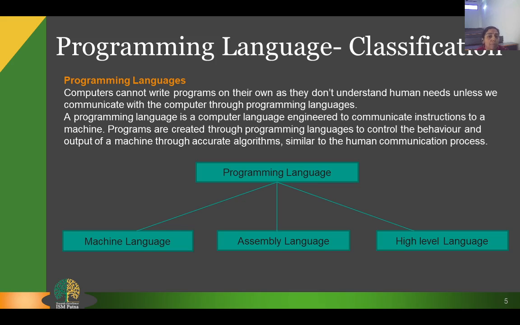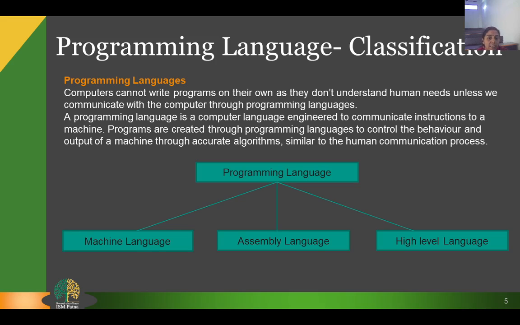Computers cannot write programs on their own as they don't understand human needs unless we communicate with the computer through a programming language. A programming language is the language which is understandable by a computer. And as we know, a computer works on power signals and it understands only the concept of 0 and 1. So, programming languages are introduced to communicate instructions to a machine.